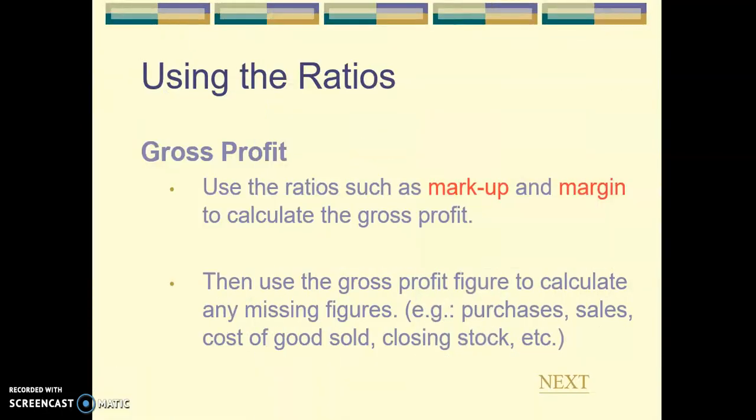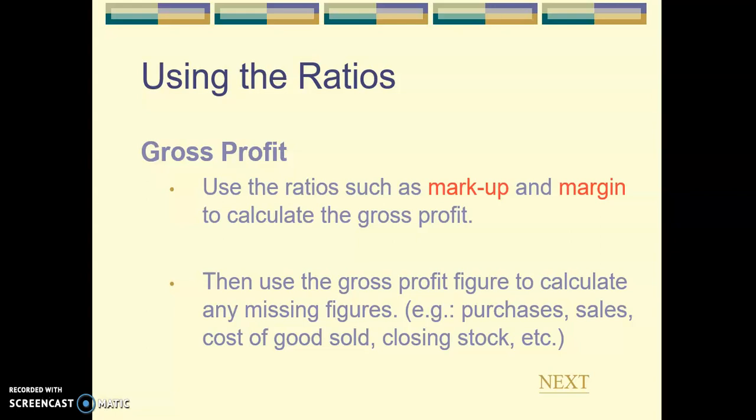So you can use these ratios such as markup and margin to calculate your gross profit, because we're going to be looking at using these ratios when we are doing single entry accounting for small businesses and single entry or incomplete records for nonprofit organizations as well. So that we are going to apply this concept by way of an example question to a small business which will be doing single entry accounting or who has incomplete records.